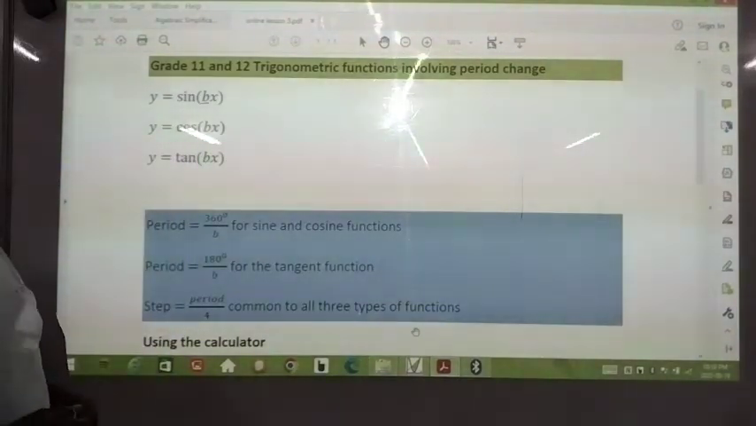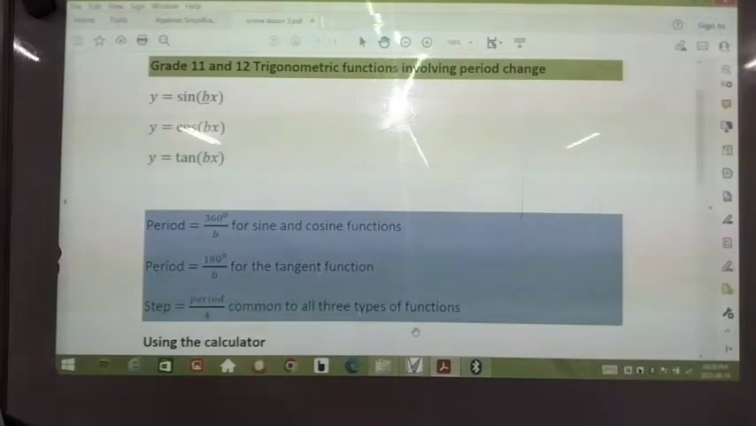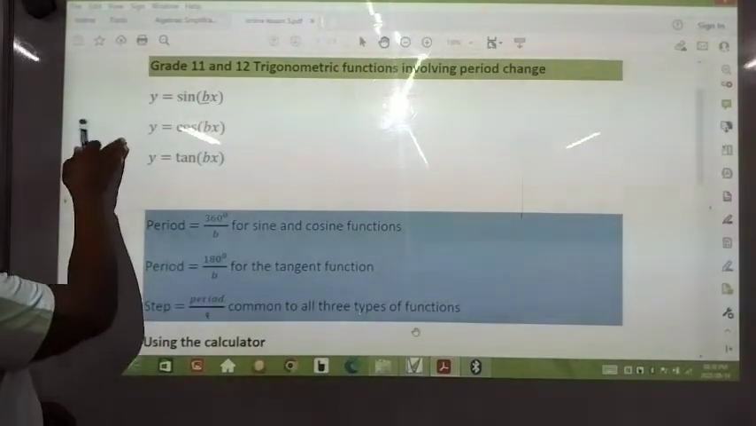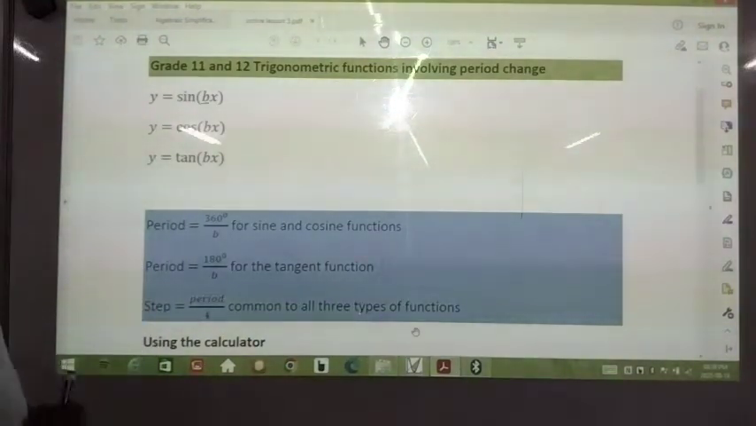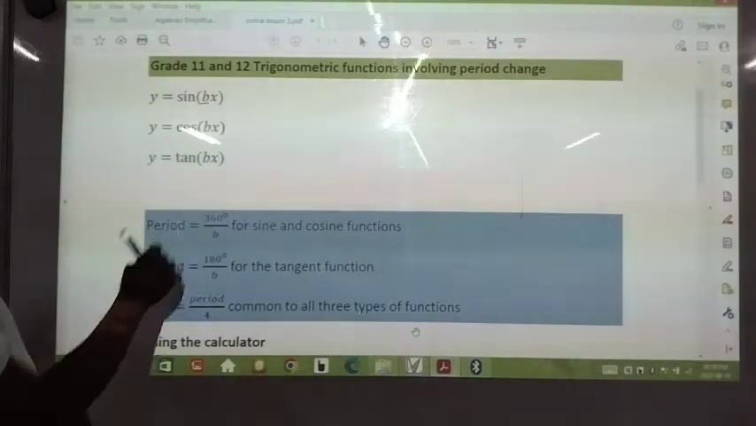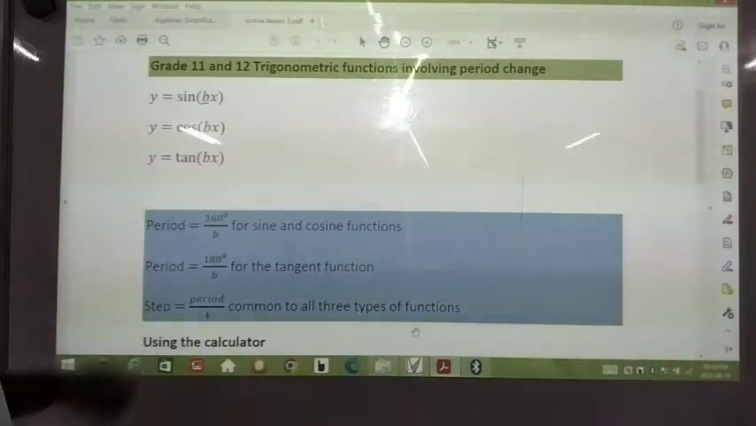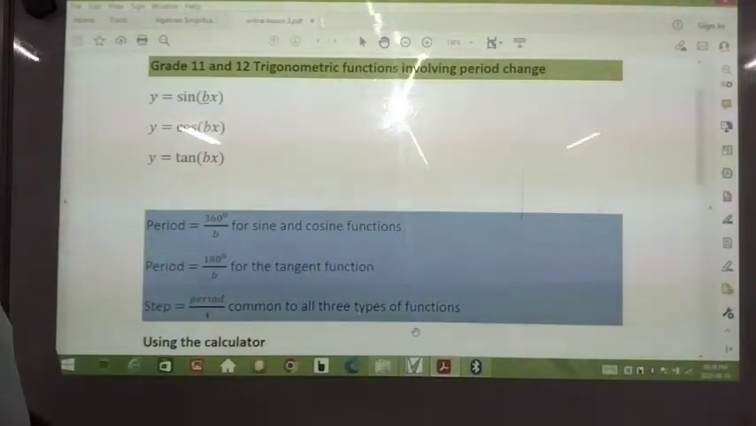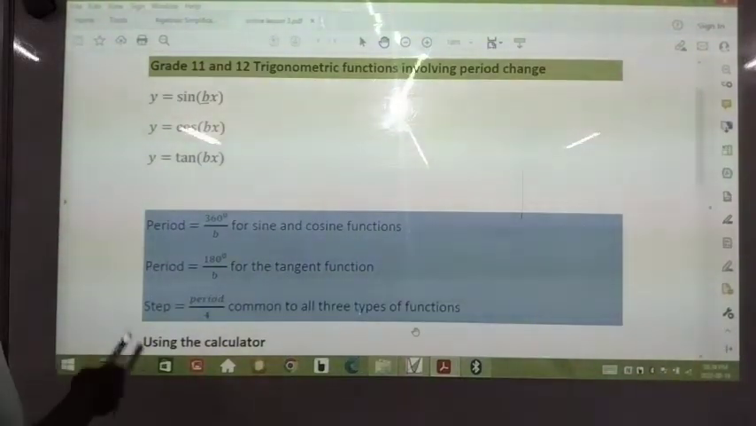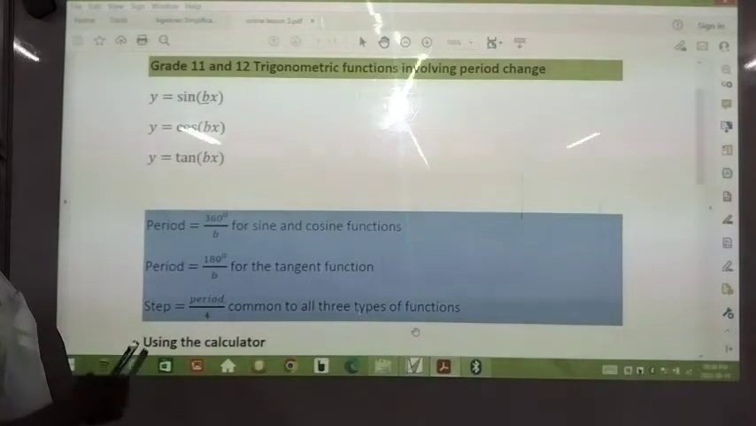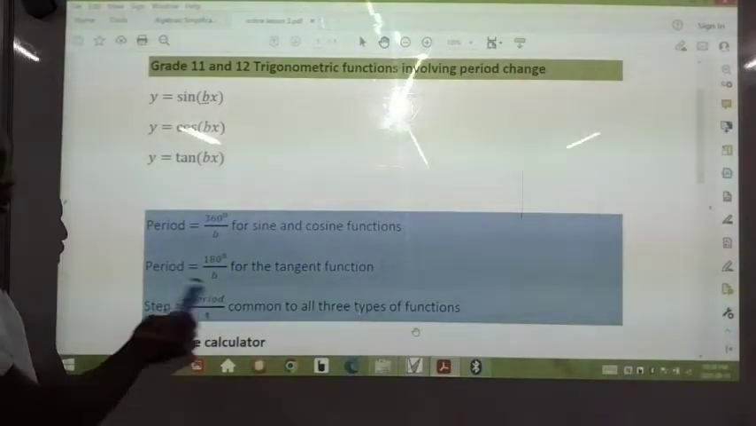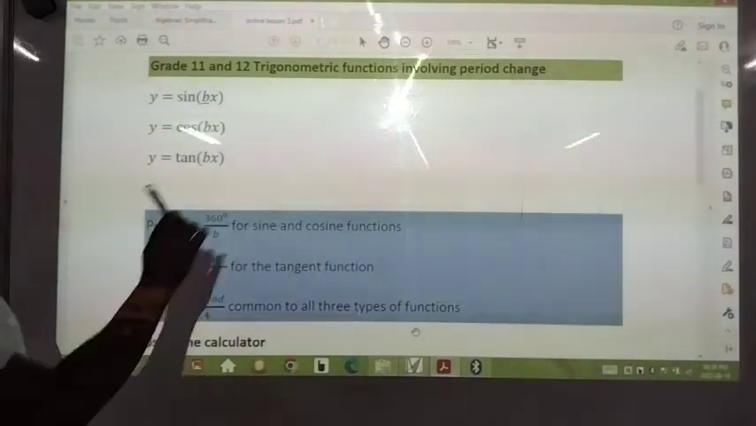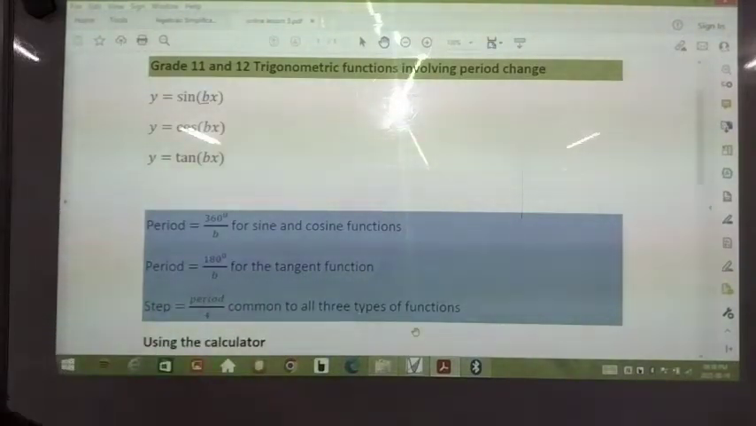You will need to calculate the new period. So for the graph of sine and the graph of cosine, you divide 360 by b, and for the function involving tan, you divide 180 by b. And if you are going to use the calculator to give you the points, then you find the step by dividing the period by 4.